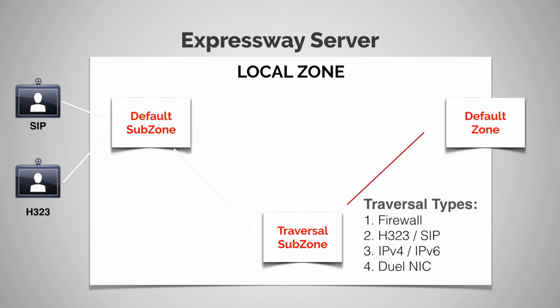So for example, if I were to somehow block this path between the default subzone and the traversal subzone, so the link is there, but I've blocked it. Then if I tried to call between these two endpoints, it would not work because that shortest path has been blocked. Even though there is still a logical connection, even though we still have that longer alternate route, calls won't be able to connect because the shortest path has already been established. And again, there's no rerouting on the expressway.